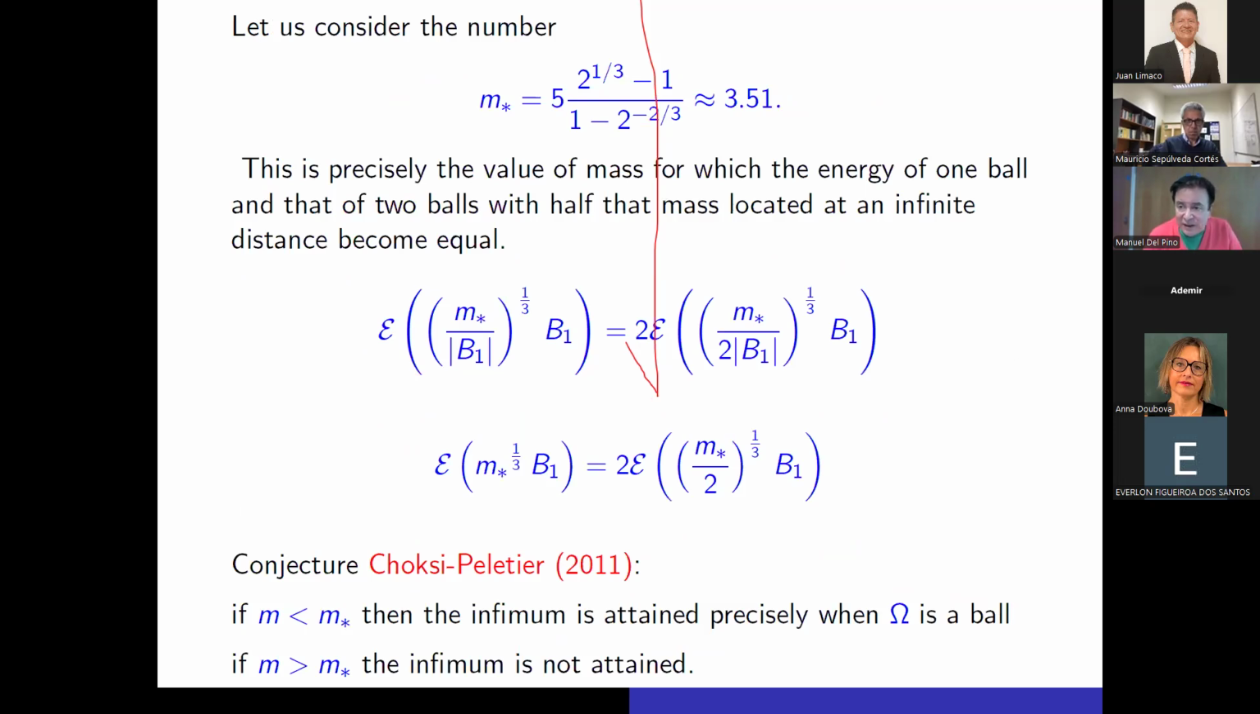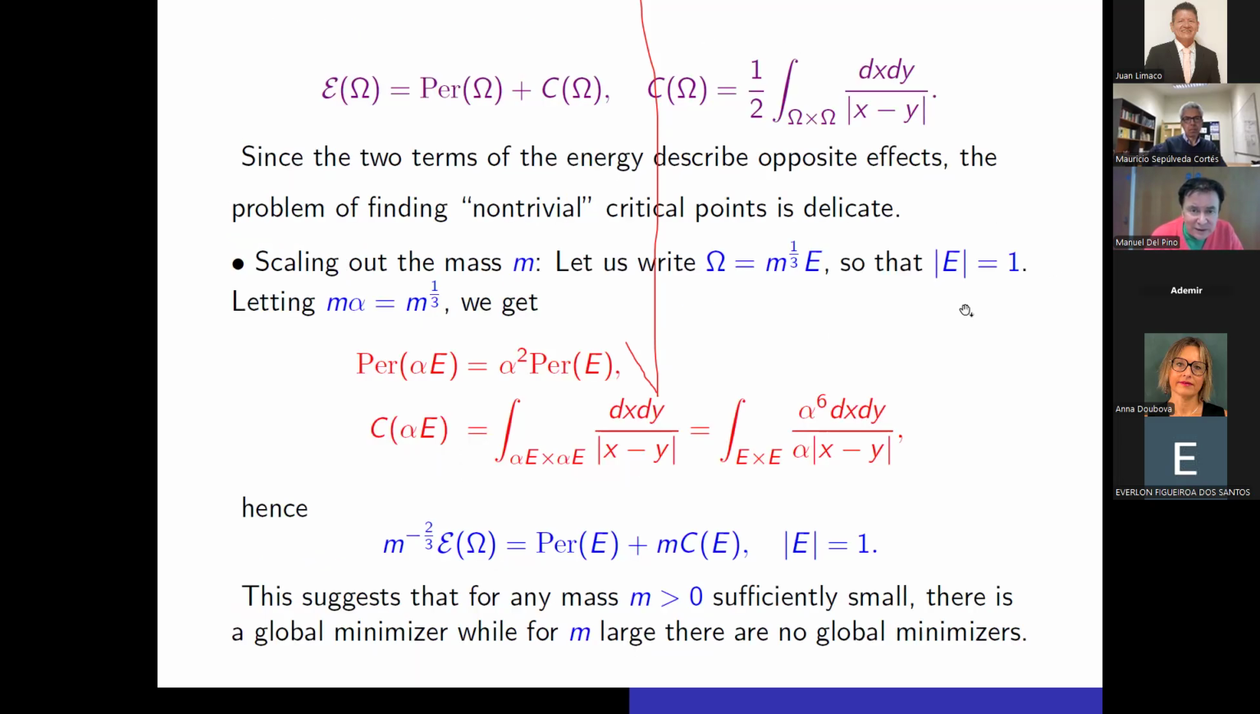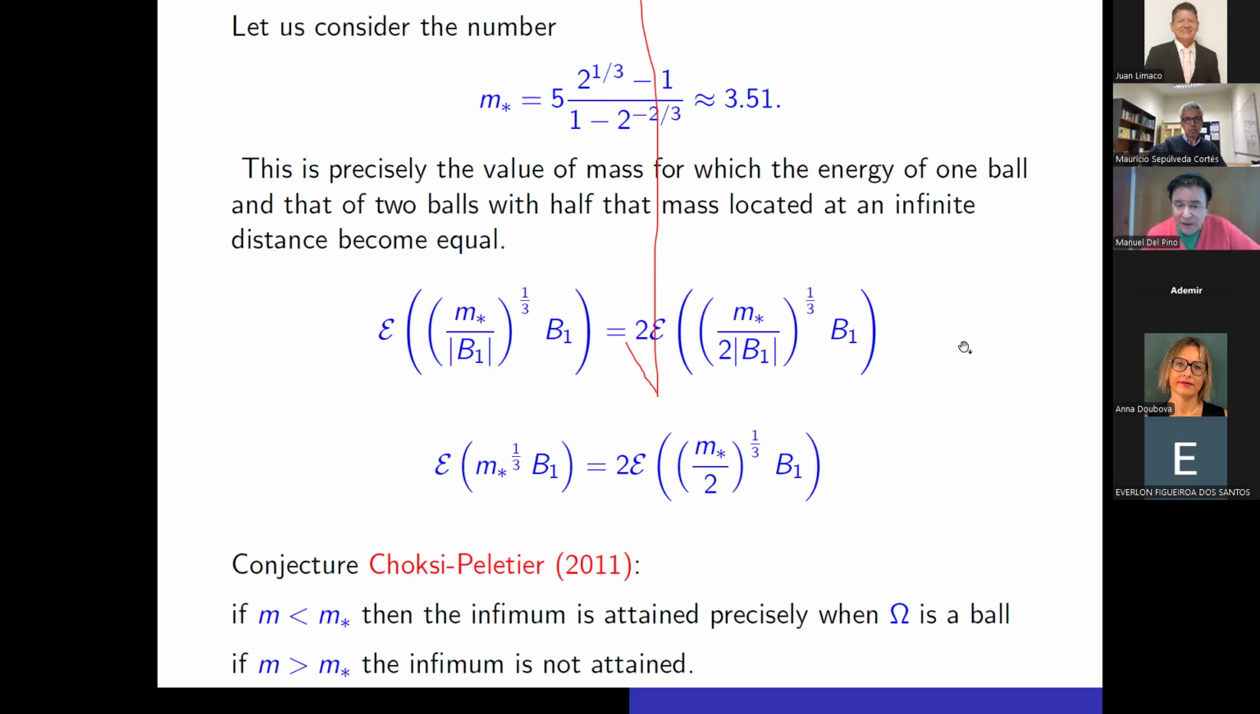Let me consider now the following number, this number m star, which is a critical mass. Let me tell you what this critical mass represents. This is precisely the value of the mass for which the energy of one ball with mass m star and that of 2 balls of mass half of m star, located at infinite distance so that the repulsion becomes negligible, are equal.